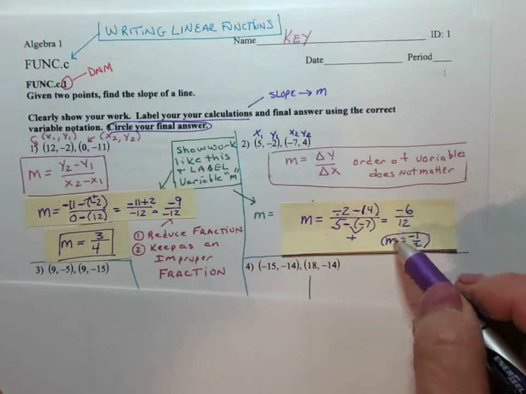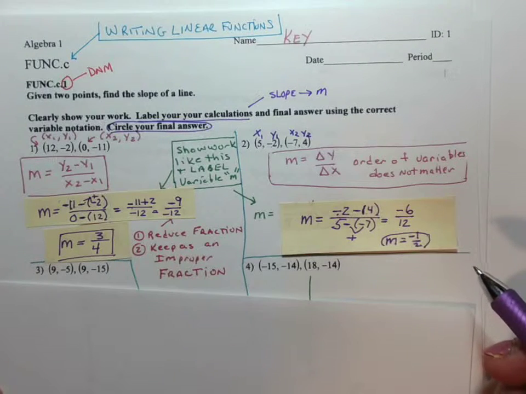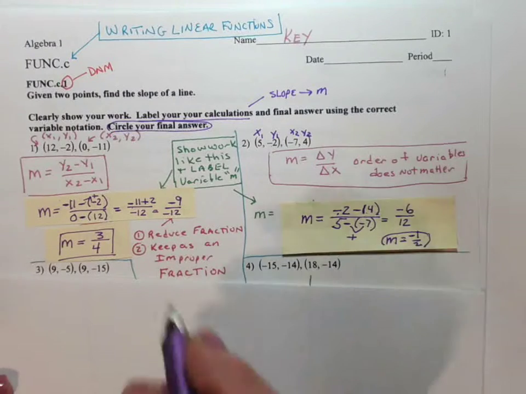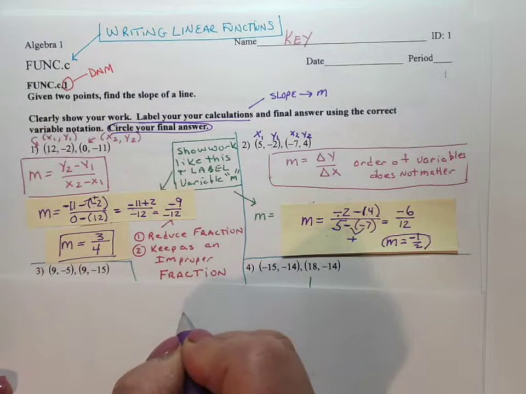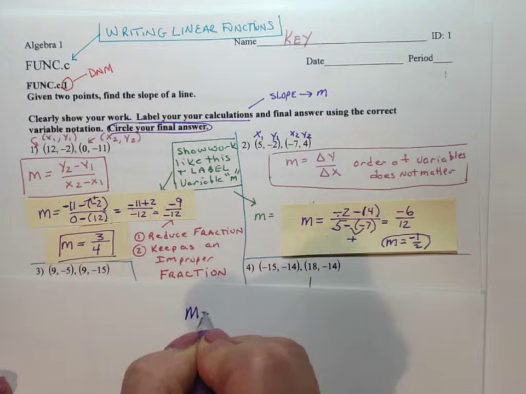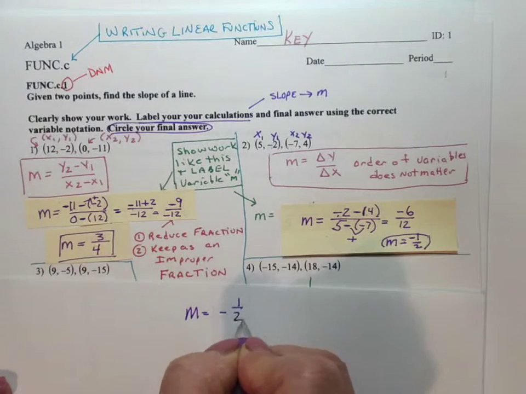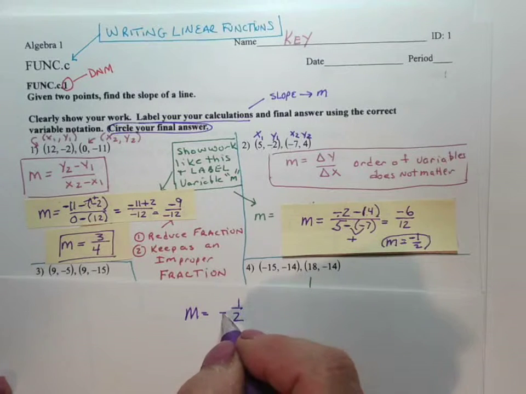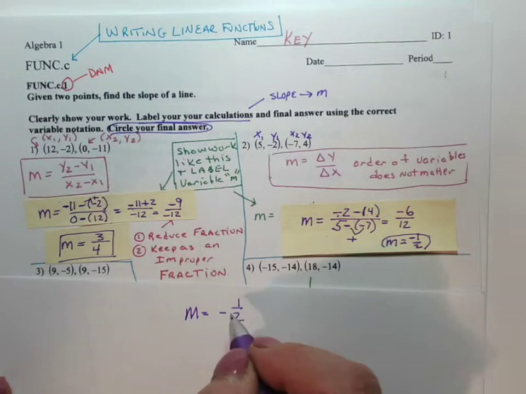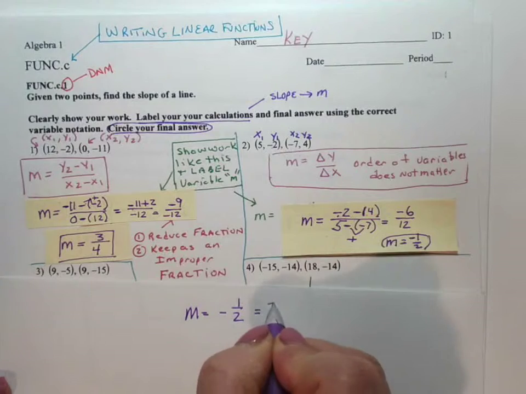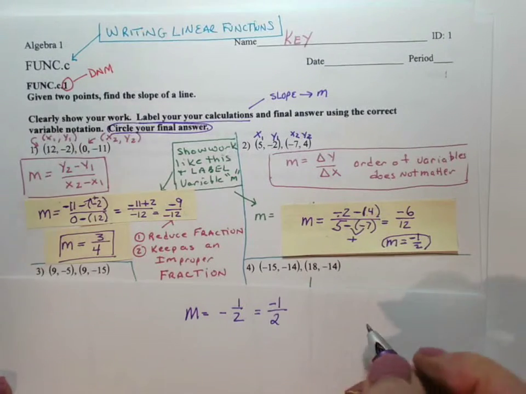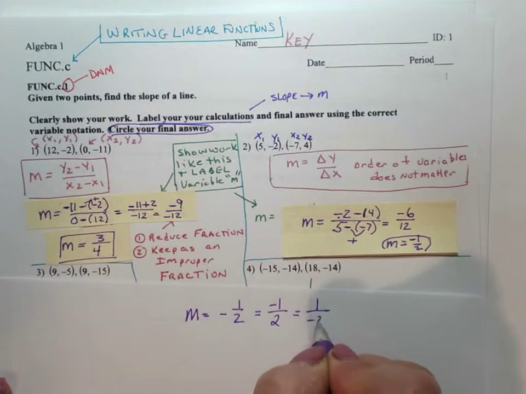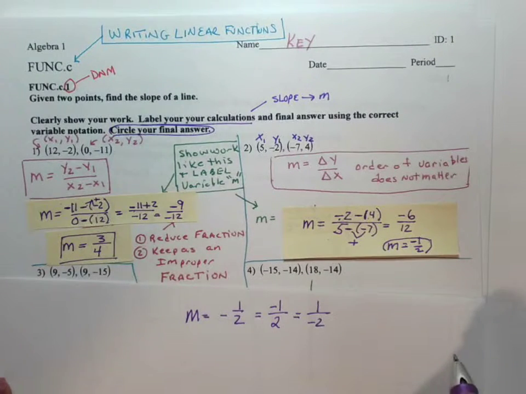Okay, so always reduce your fractions. And just as a reminder, if I have m equals negative 1/2, it doesn't matter where that negative goes. It can go on the outside. Negative 1/2 is the same thing as 1/2. These are all equal.